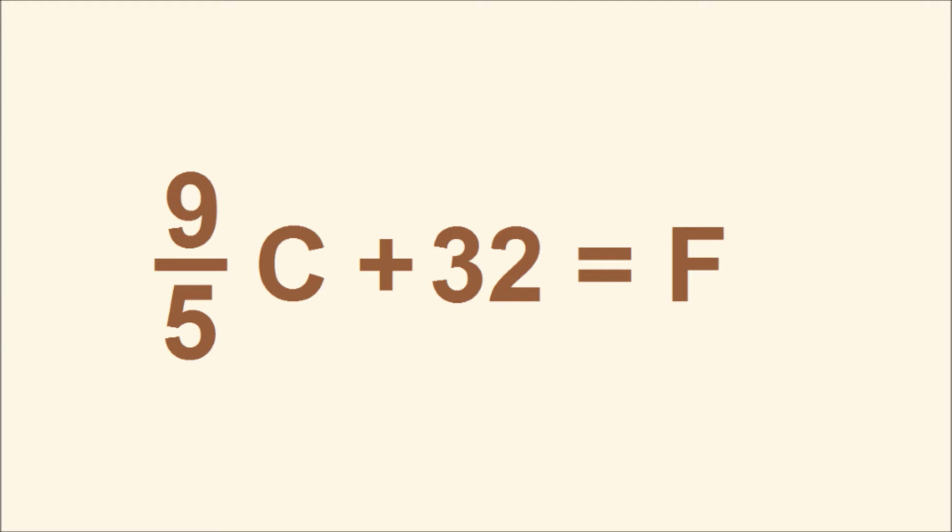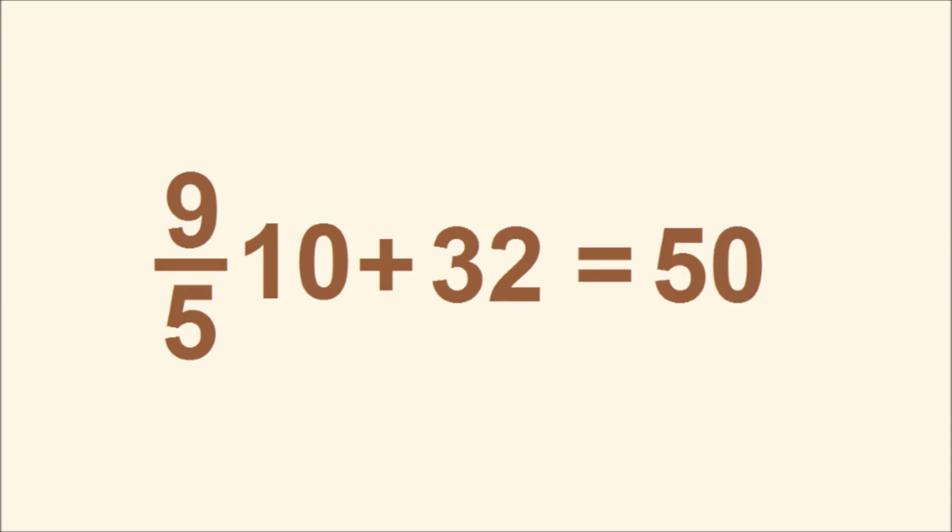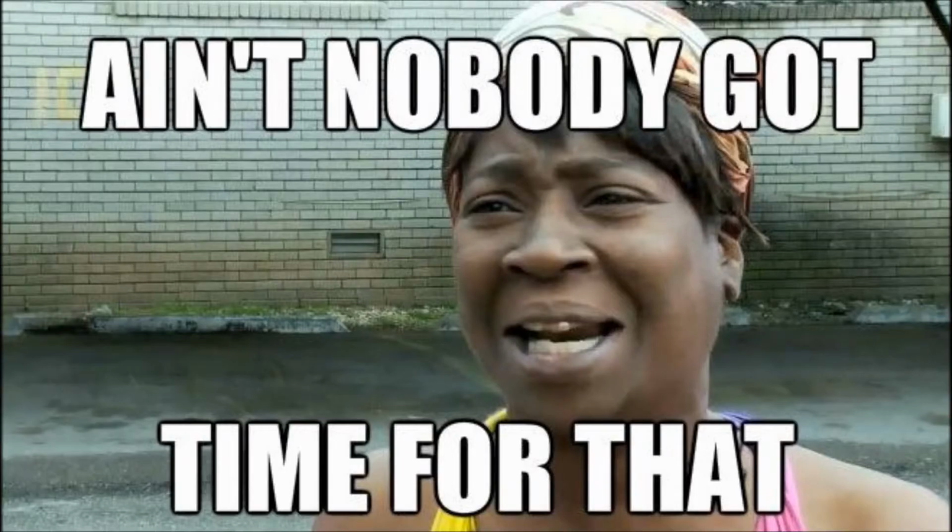That's not so bad when the temperature ends in a 5 or a 0, but only 20% of integers are evenly divisible by 5. Case in point, what's 10 degrees in Fahrenheit? 10 over 5 is 2, times 9 is 18, plus 32 is 50. Not bad, but what's 13? Now you have to multiply 2 3/5 times 9, and ain't nobody got time for that.